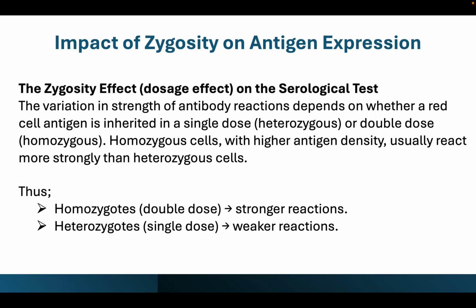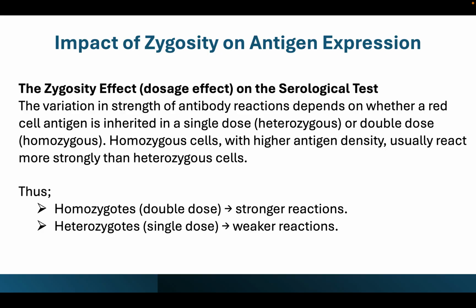Okay, the impact of the zygosity on the antigen expression. The zygosity effect, we call it dosage effect, on the blood bank on the serological test. The variation in the strength of the antibody reaction depends on whether a red cell's antigen is inherited in the single dose heterozygous or double dose homozygous. The homozygous cell with the higher antigen density usually reacts more strongly than a heterozygous cell.